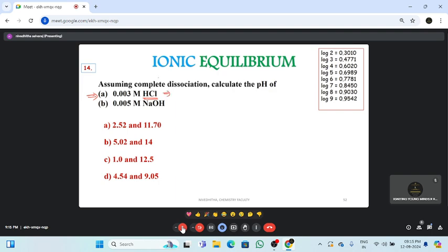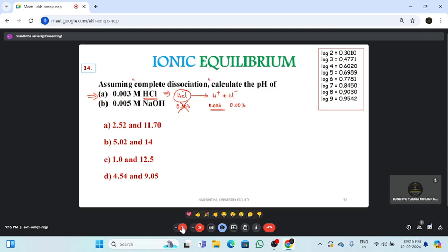So they have mentioned that hydrochloric acid will get dissociated completely. So HCl dissociates to H plus and Cl minus ion. The concentration of hydrochloric acid was 0.03. Upon complete dissociation, H plus ion concentration will also be 0.03 and Cl minus ion concentration will also be 0.03, and there will not be any undissociated HCl. So H plus ion concentration is 0.03, from which we can calculate the value of pH.